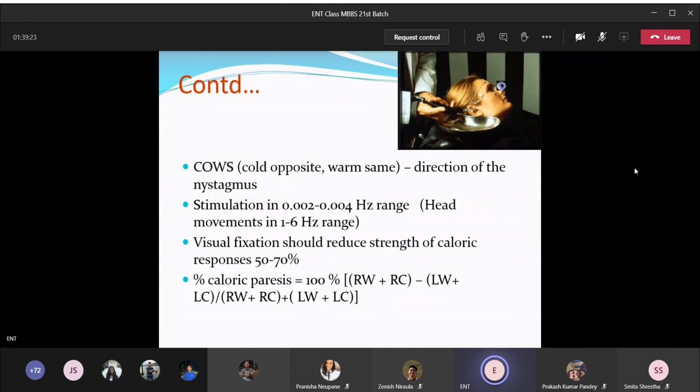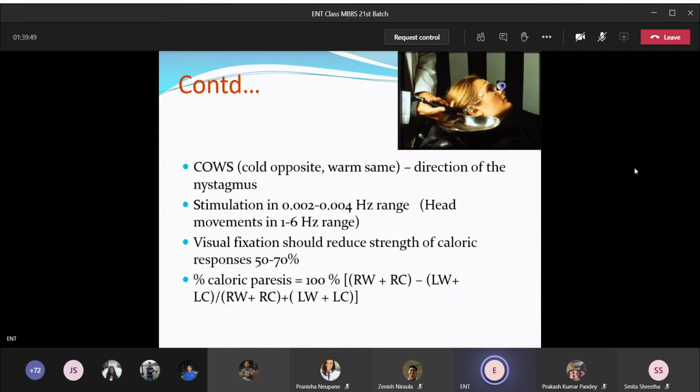So this you can remember with the mnemonic COWS. Okay, cold opposite, warm same. That is the direction of nystagmus. So the stimulation is usually given in 0.002 to 0.004 Hz range. Visual fixation should reduce strength of caloric responses 50 to 70% and the percentage caloric paresis is 100%.